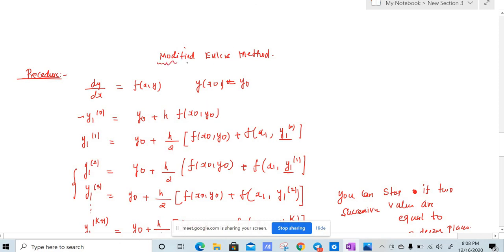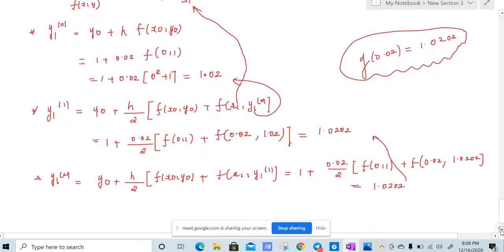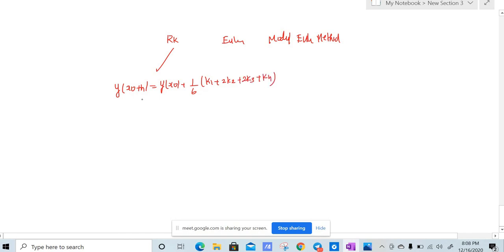I don't know whether this method is in syllabus or not, but since it is Euler's method, I have covered these two topics. So there are three topics that come under ODE. So first is Euler's method, then modified Euler's method, and the RK method. And here the formula is y of x0 plus h is equal to y of x0 plus 1 by 6 of (k1 plus 2 k2 plus 2 k3 plus k4). So you need to find k1, k2, k3 and k4. You can substitute here to find the value.